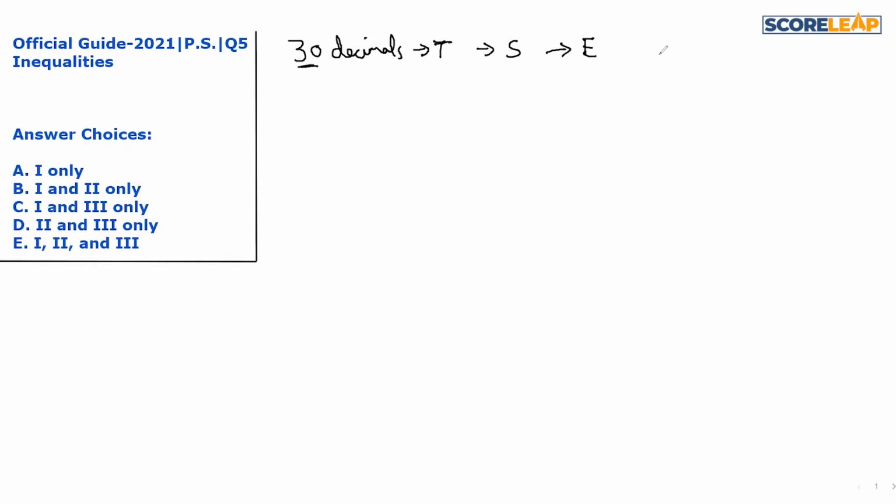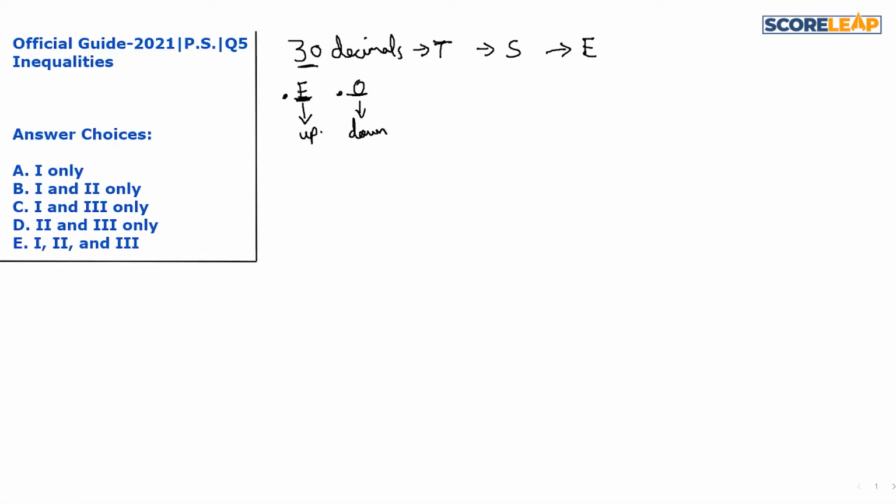So for estimation, they have given us a small rule, and we have to follow that rule. So what does the rule say? If the 10th digit, meaning the digit after the decimal point, is even, then we have to round it up to the nearest integer. And if the 10th digit after the decimal point is an odd number, then we have to round it down to the nearest integer.